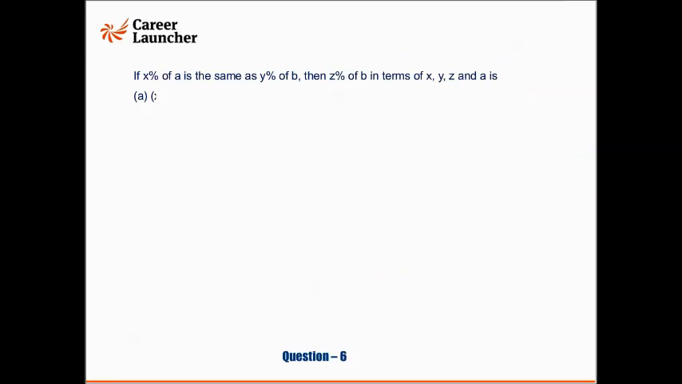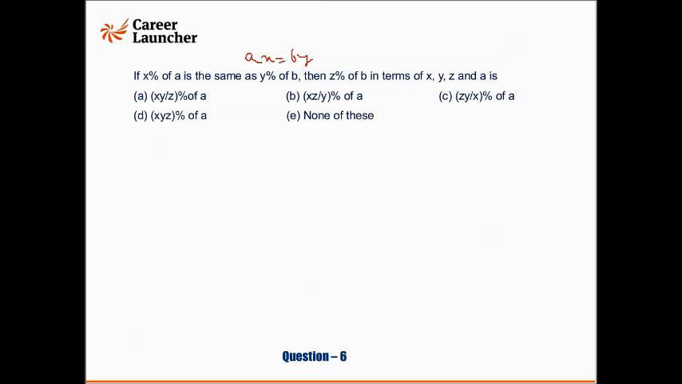Now next question. If x% of A is the same as y% of B, then z% of B in terms of x, y, z and A is what? Now see, first try to see x% of A is the same as y% of B and we have to calculate z%. So remove this percentage. First of all, try to make an equation. If we remove 100, then AX will be equal to BY, right? We'll get equation AX is equal to BY.